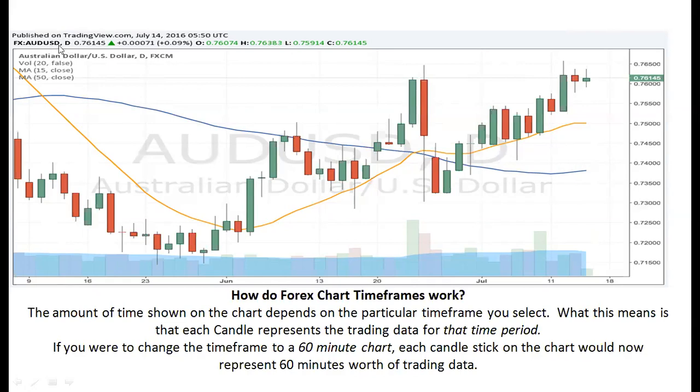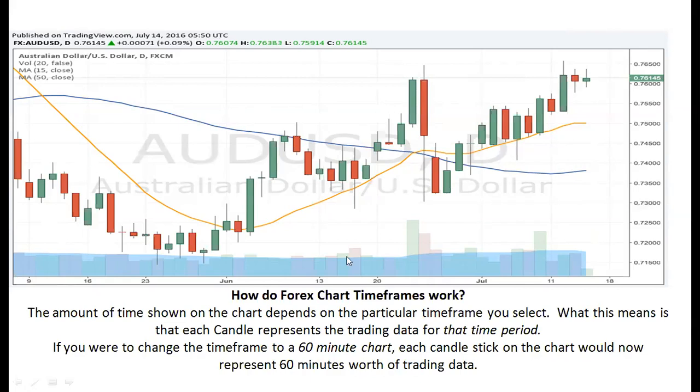Also, the chart will be formatted. This chart is showing AUD USD, which is the Australian dollar, US dollar. And the format is D. That stands for day, which means each candlestick represents one day of history. Now, I'm going to talk about candlesticks in another video. Bear with me on that.